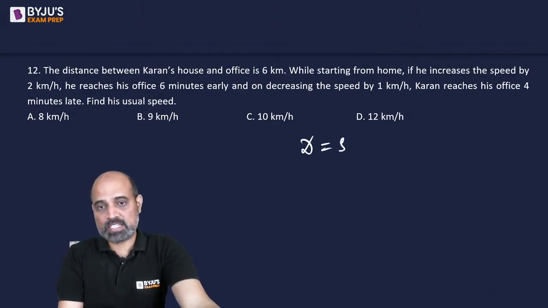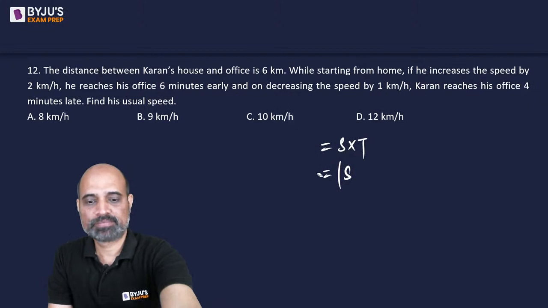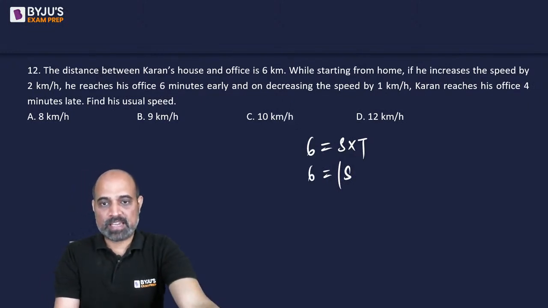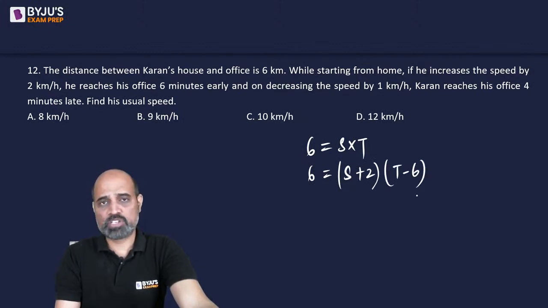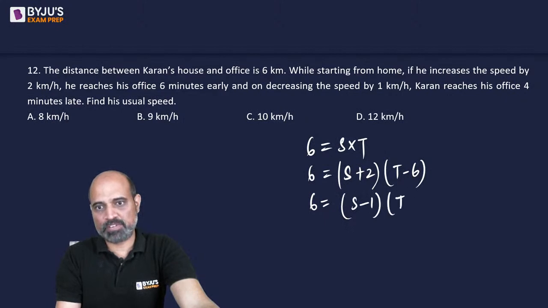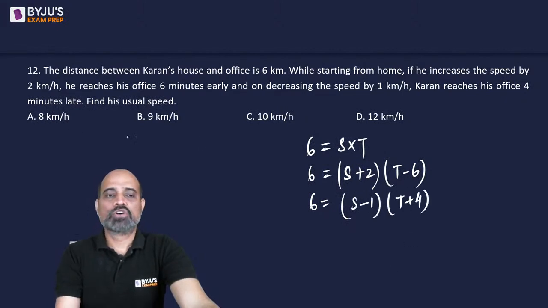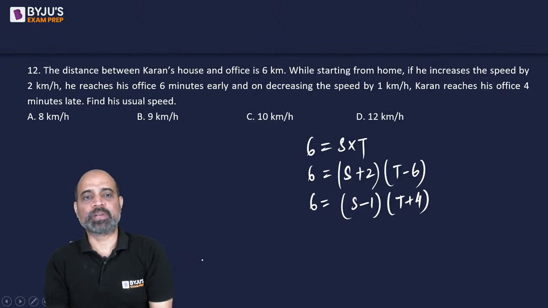Okay. So distance is equal to speed into time. Same distance जो है, if अच्छा distance is given to us, same distance 6 kilometers, if he increases his speed by 2, ये 6 मिनट पहले पहुंचेगा. Don't write 6 by 60, leave it as t minus 6. Same 6 kilometers, if he decreases speed by 1, he will reach 4 minutes late. So find his usual speed.